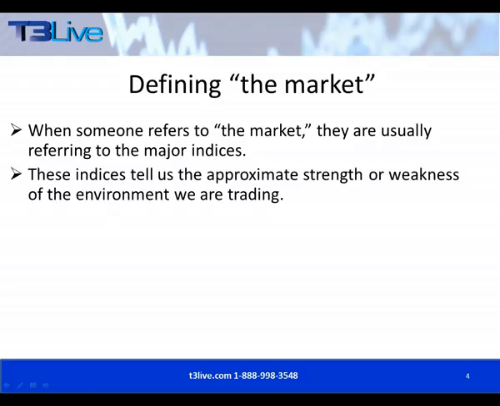So the indices tell us the approximate strength or weakness of the environment we're trading in. Now, I want to touch on that for a second, because I know I mentioned this in previous lessons. I purposely put approximate in there. Market leaders will always move prior to the market indices. I want you to write that down. Market leaders, or high beta stocks, however you want to word it, will always move prior to the market moving.